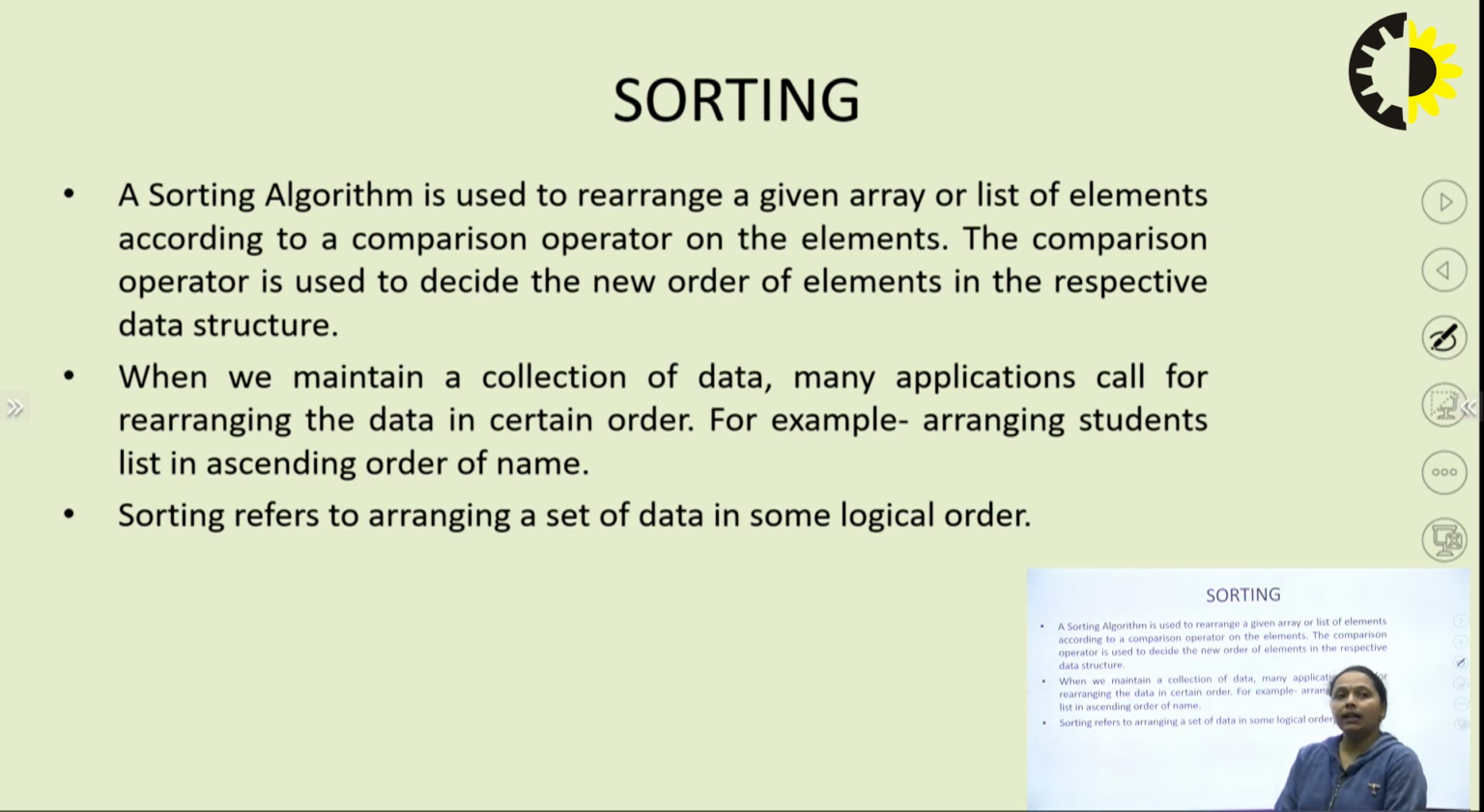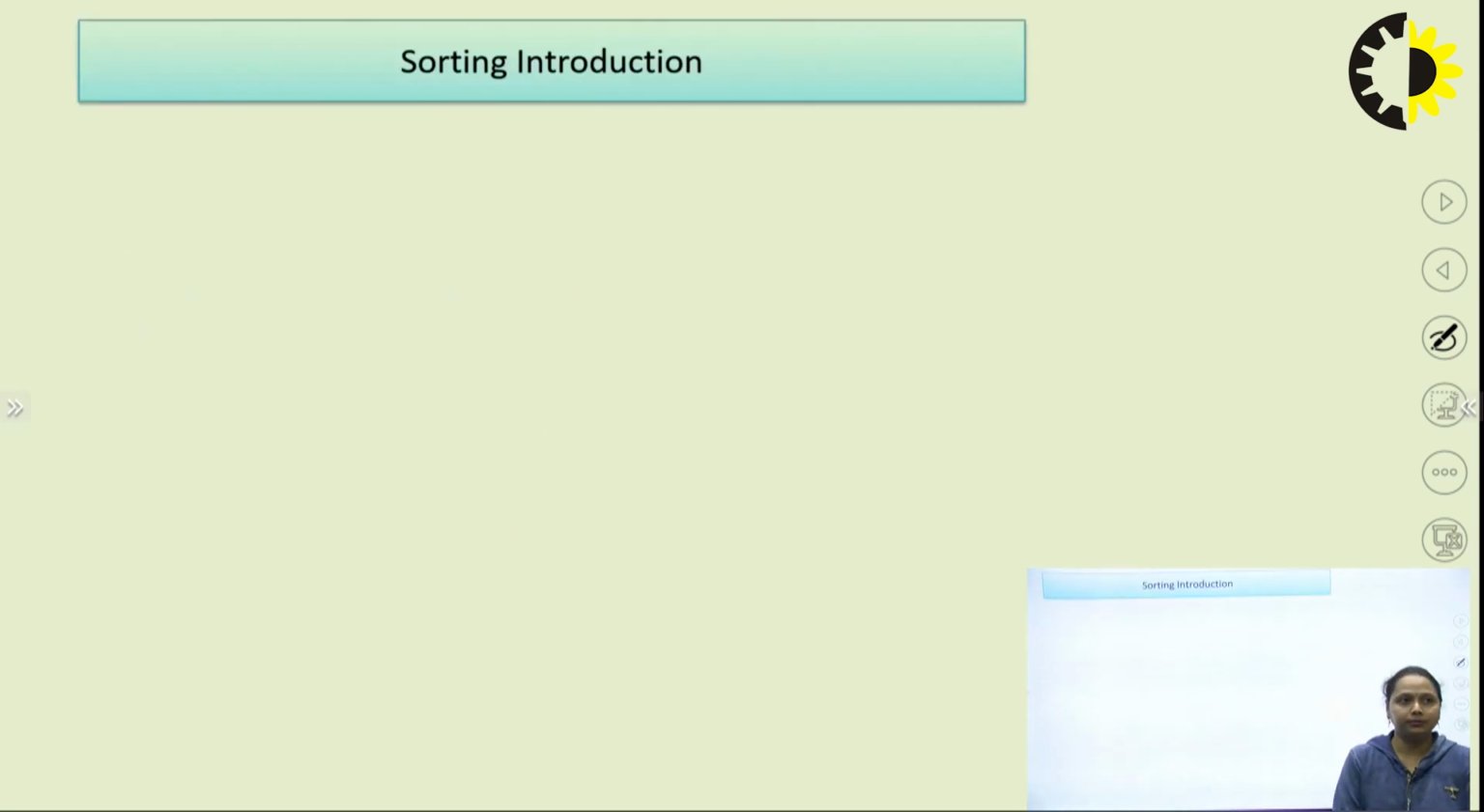So when we maintain a collection of data, many applications call for rearranging of data. It is not always necessary that whenever you enter your data in a random order, you just read or consider that data in the same order. Many times it is required that your data must be arranged in a proper logical order. We have two logical orders, that is either ascending or descending order. By default the order which we consider is the ascending order. We arrange the data in ascending order. So sorting refers to arranging a set of data in some logical order.